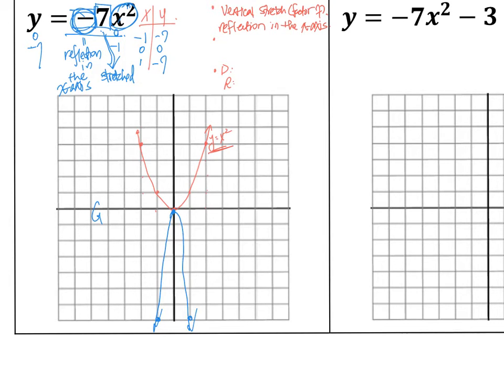And then there's no shifting, and our domain will still be all real numbers. We want all our x values. Range would be y less than or equal to 0.